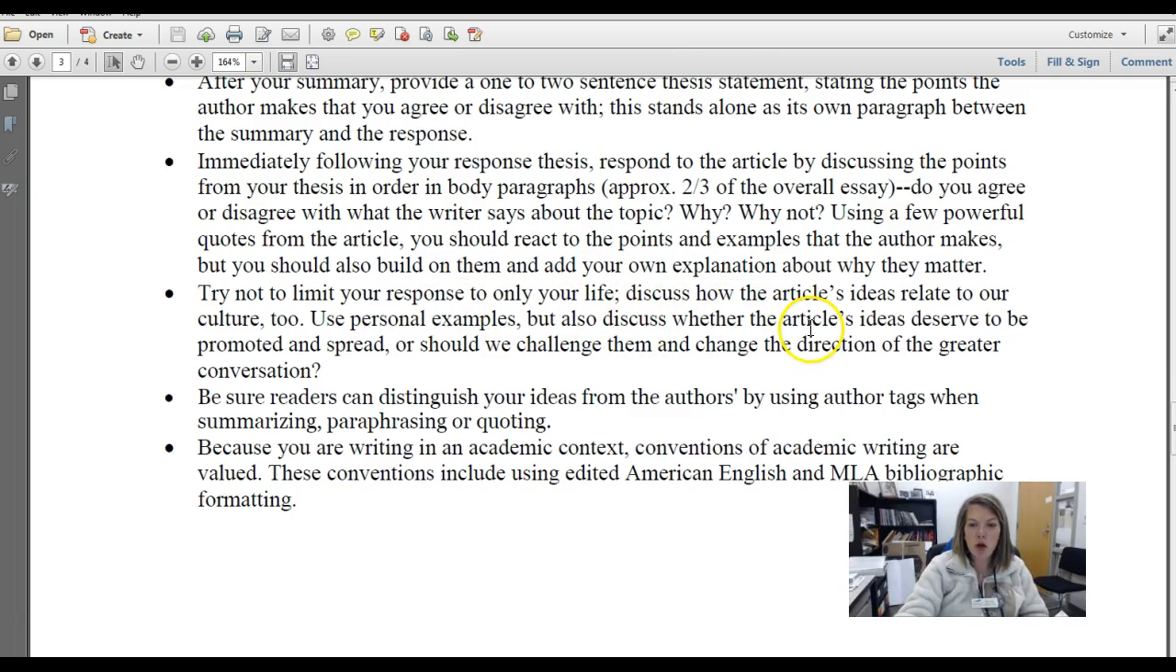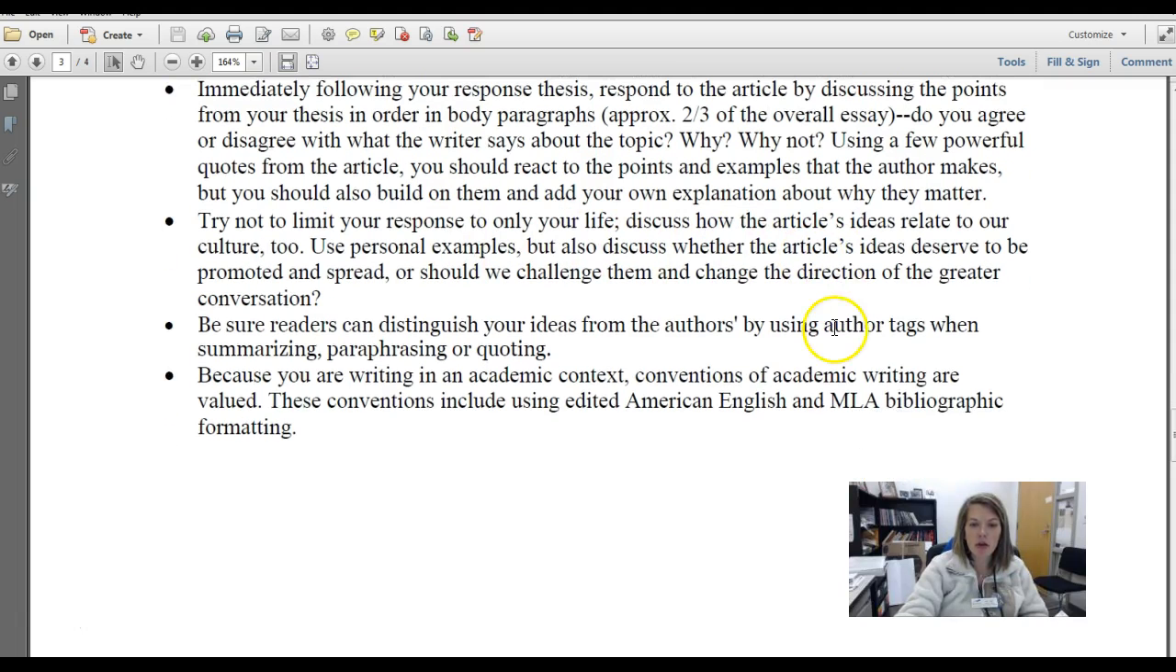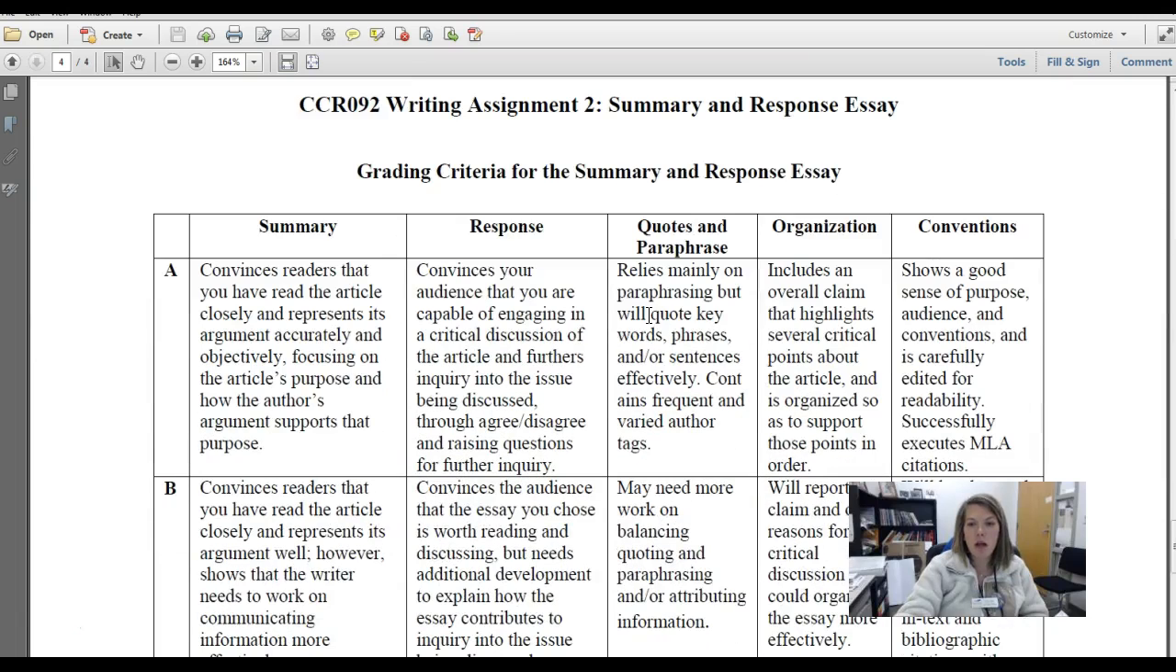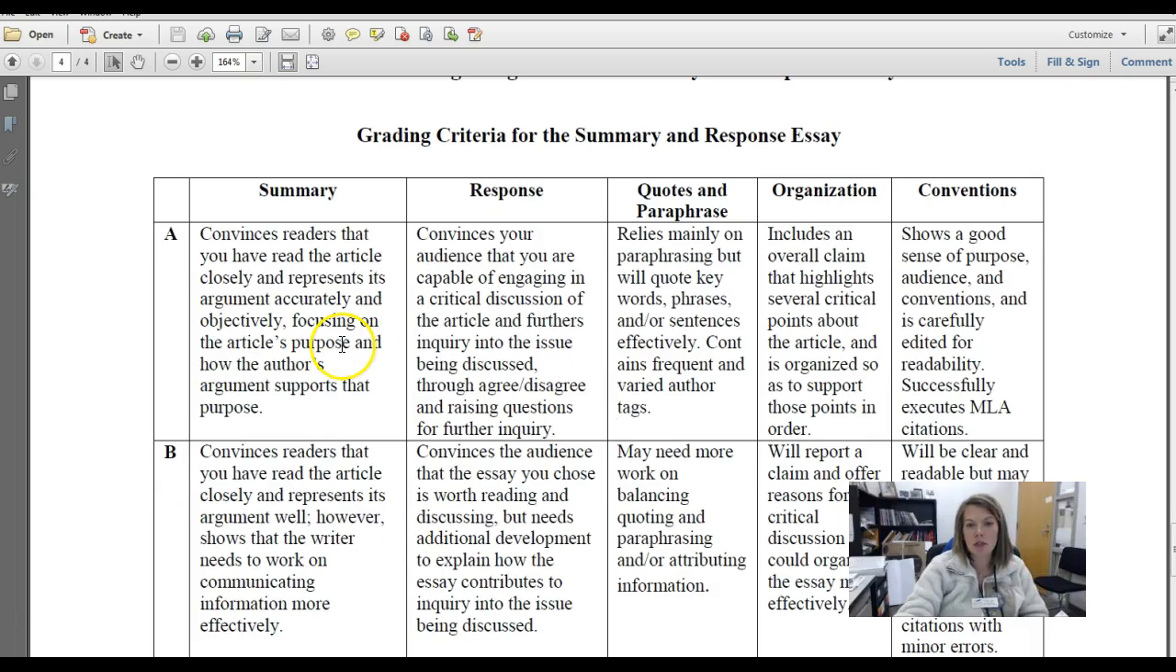Talk about things from your own life, but also discuss the article. Use attributive tags throughout so it's clear when you're talking about the article versus when you're talking about your own life, and make sure you have those MLA conventions followed as well. And then you can see those are all the things that you're going to be graded on in the essay as well. How well you have focused on the overall argument in your summary instead of specific examples and evidence.